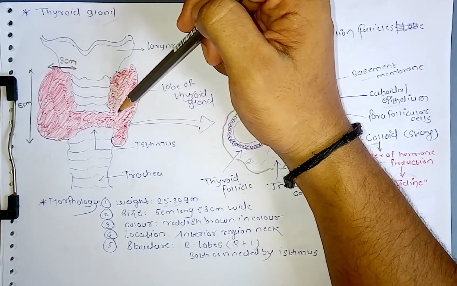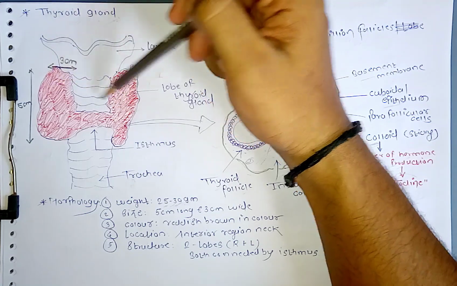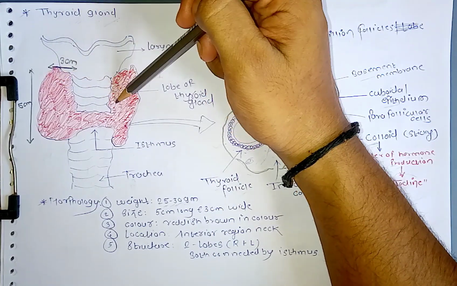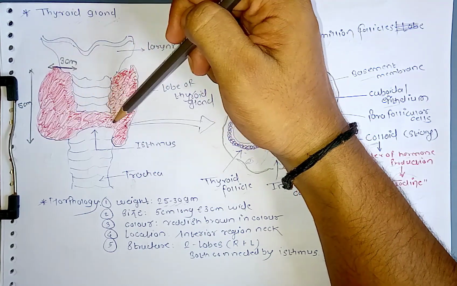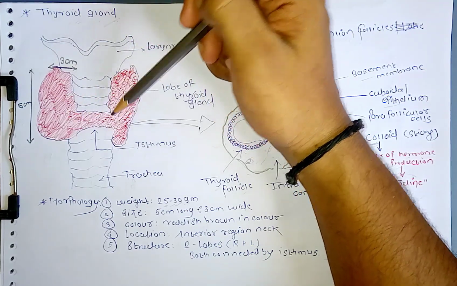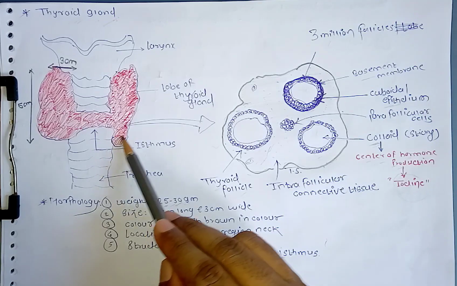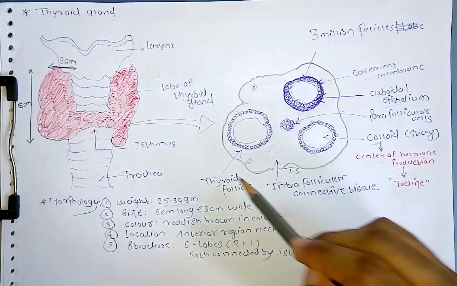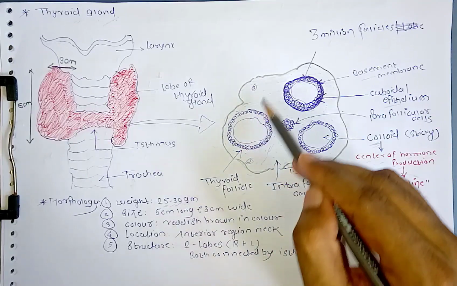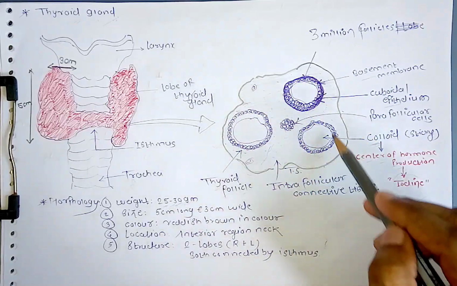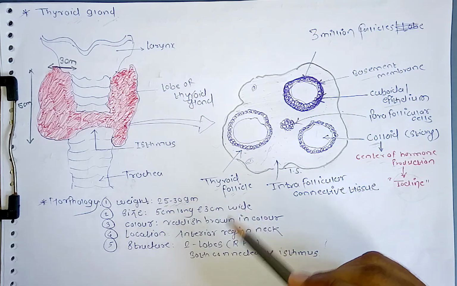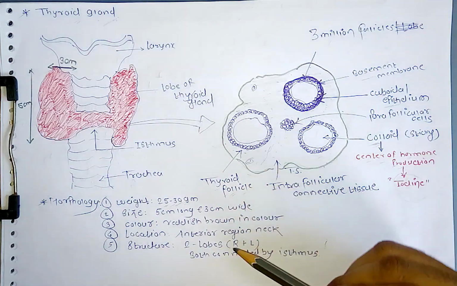If we see its structure, it is divided into two lobes, the left lobe and the right lobe. Both are connected with the help of a bridge of connective tissue called the isthmus. Now, let's see the transverse section of the thyroid gland. In the transverse section, there are a large number of structures located. These structures are called thyroid follicles. These are the structural and functional unit of the thyroid gland.